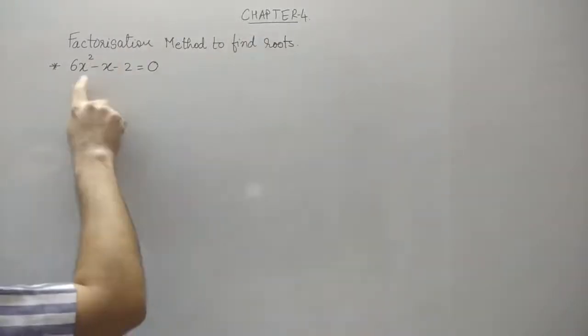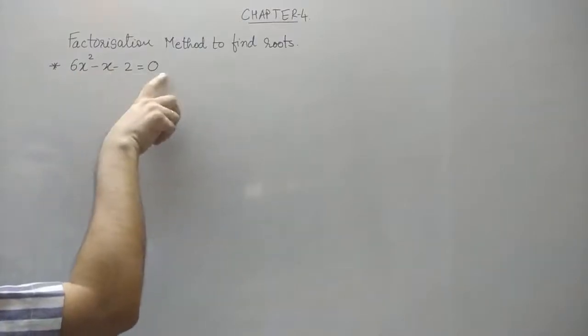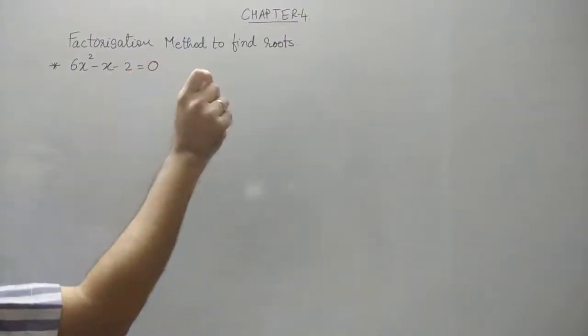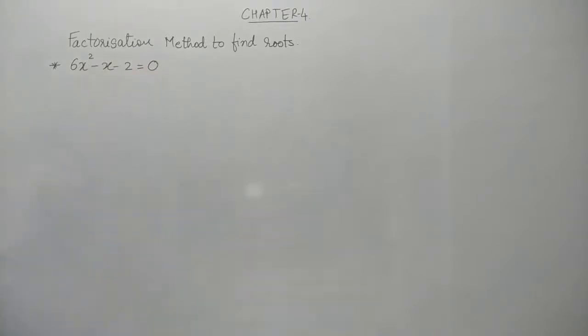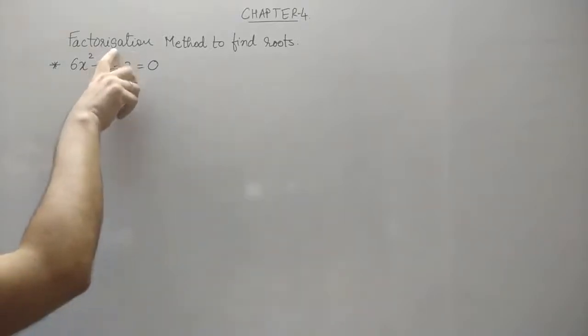In the same way, for an equation, it is said that we have to find the roots. Roots are the values of x which satisfy the equation. When we substitute the value of x in this equation, we obtain zero, that is the right hand side. Those values are called the roots of this equation. So let's go for this method.